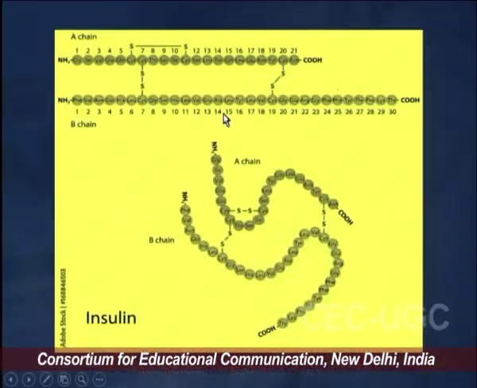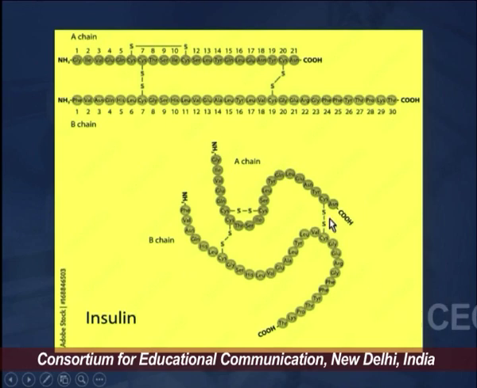So, this is how the amino acids look. This is a 30 amino acid chain and a 21 amino acid chain, the B chain and the A chain, and as you can see they are connected together by disulfide linkages. When the insulin molecule folds, it has an N terminal and a C terminal. These are the interchain disulfide linkages between the cysteine residues. The A chain also has an intra-chain disulfide linkage formed between cysteine residues within itself.